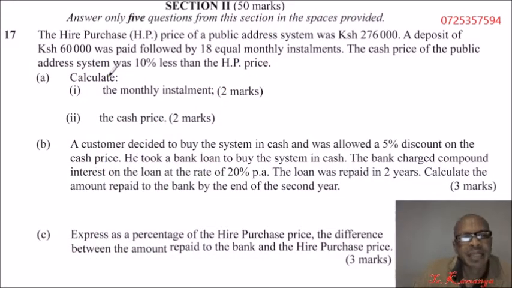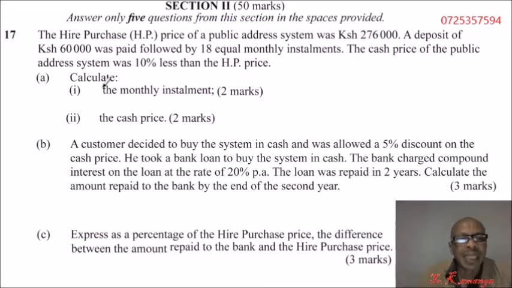Question number 17. This is Section 2, 50 marks. You are supposed to answer only 5 questions from this section in the spaces provided. Each question is 10 marks. Number 17: the hire purchase (HP) price of a public address system was 276,000. A deposit of 60,000 Kenyan shillings was paid, followed by 18 equal monthly installments. The cash price of the public address system was 10% less than the hire purchase price.